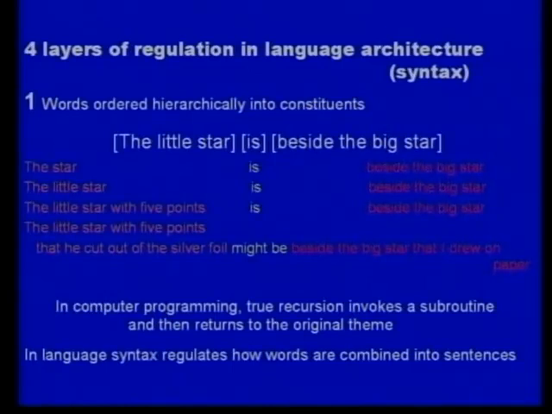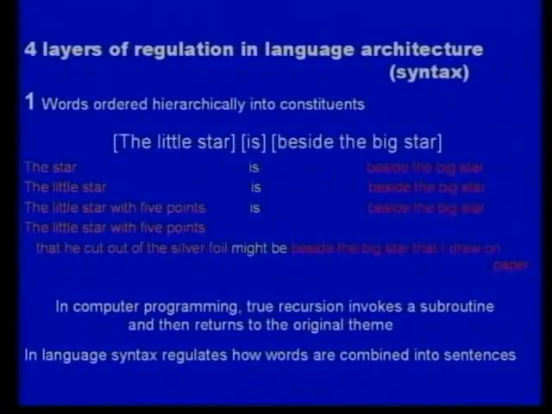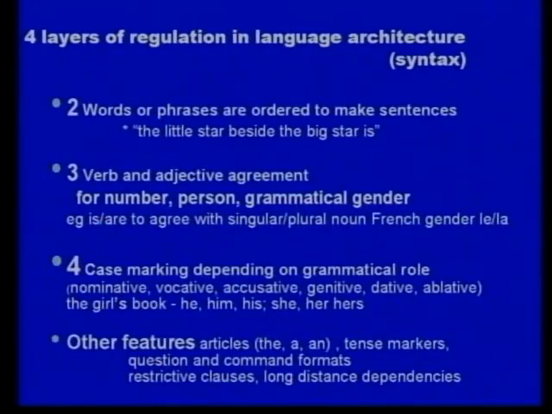And then the next envelope, that's the verb, is. But we can enlarge on that. We can change from is to might be. And then the next one, beside the little star, we can enlarge on that. But it is carefully structured. And there's a careful subroutine there. And then we return and move on to the next constituent. And syntax, which is grammar, it'll do as a synonym there, regulates how words are combined into sentences. The next layer is that our words or phrases, such as the little star, are ordered to make sentences. So in English, we have the subject, we have the verb, and then we have the object. The little star is beside the little star, that beside the big star, that is the end of the sentence, not the object.